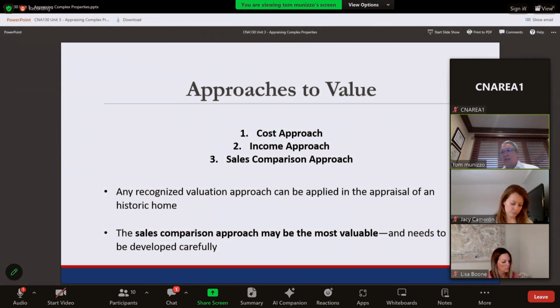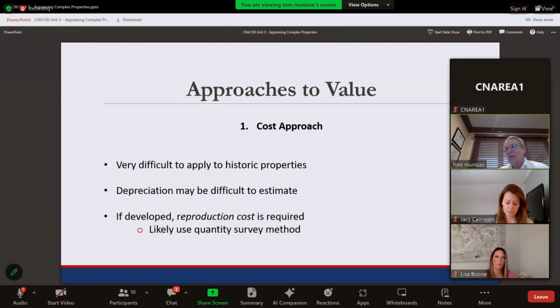Get the cost, income, and sales. Any valuation approach can be applied for a historic home if it's done correctly or developed carefully. Cost is very difficult to apply to historic, but it can be. Reproduction cost is required. The quantity survey method, I misspoke, I said unit in place. That's the quantity survey method.